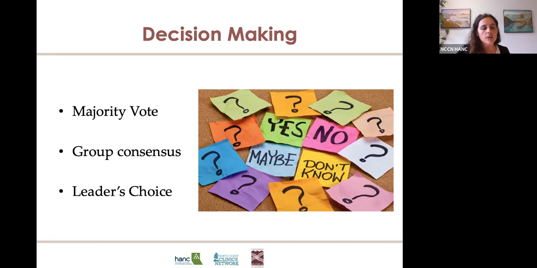Again, leader's choice can be a couple different things. It can be the leader is just the decision maker with no input from the team. Or it could be a situation where the leader is saying, I would like your input, and then based on your input, I will consider it, and I will be the one making the final decision, but really being clear so that there's no unrest afterwards for how decisions are going to be made. Next slide.